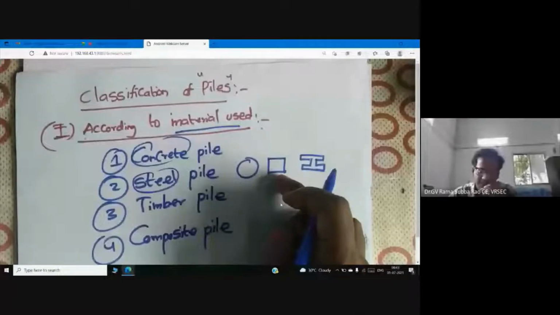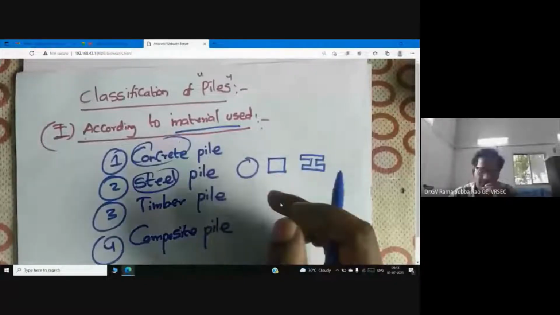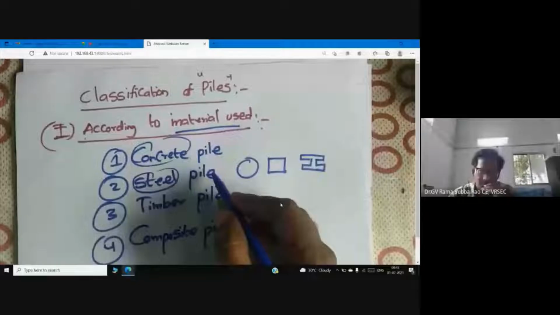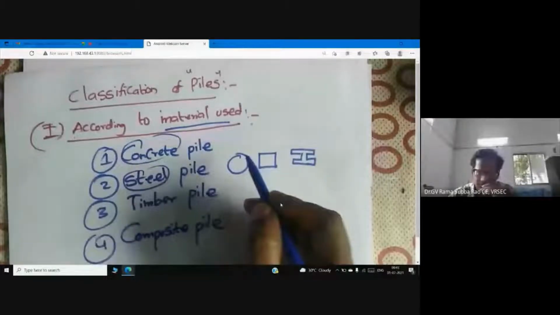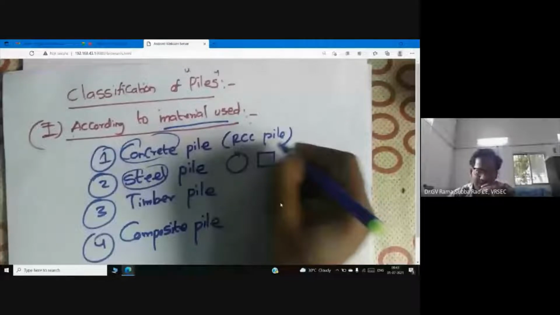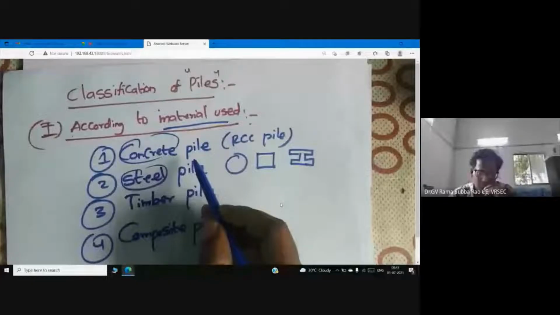Sheet piles are extensively used for earth retaining. So steel piles are also in use, but we generally connect to the concrete pile, what we call the RCC pile. We put a reinforcement cage and pour concrete. We generally have that idea. But apart from that, we use steel piles, timber piles, and sometimes a combination of both. So this is what I would like to tell you.